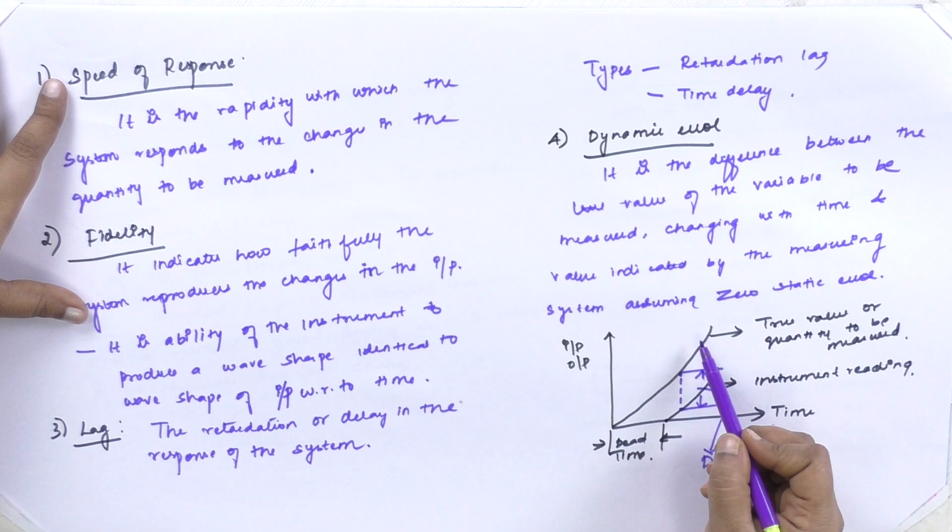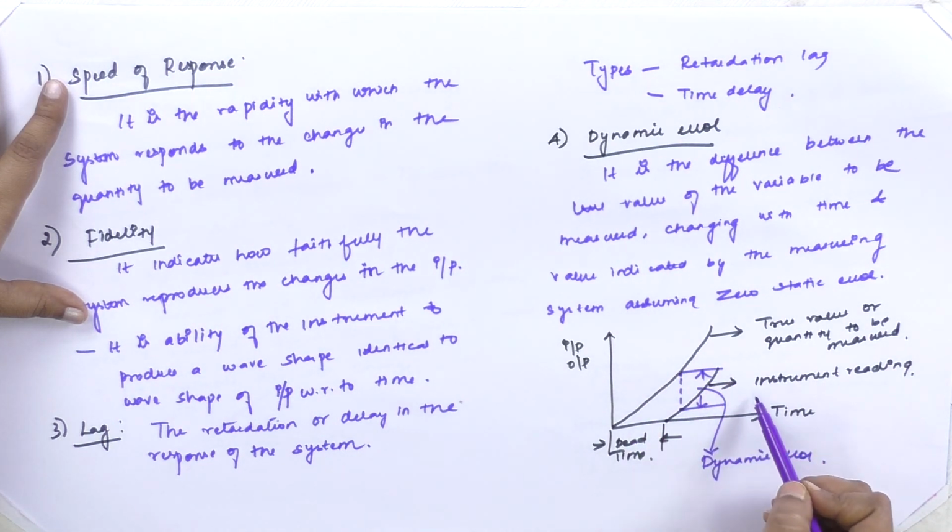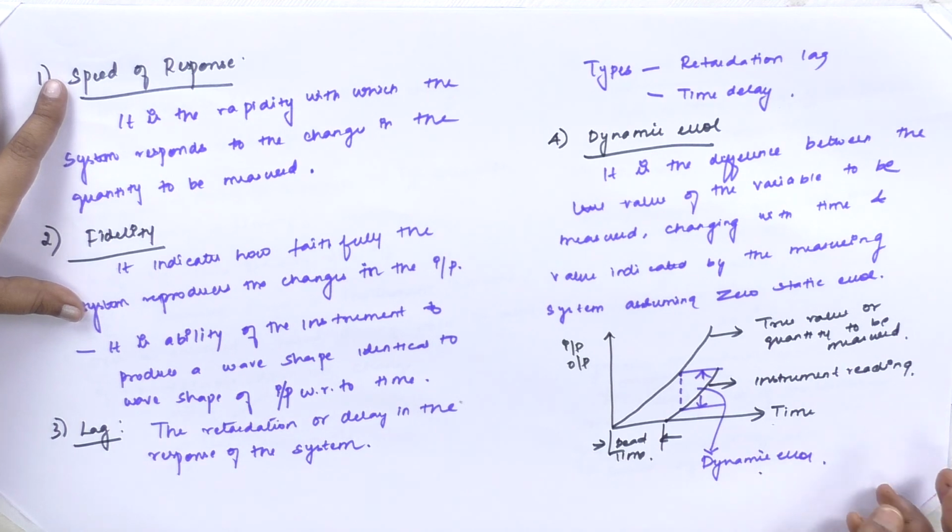So the difference between the value of the variable to be measured changing with time and the value indicated by the instrument reading, assuming zero static error, is called the dynamic error.